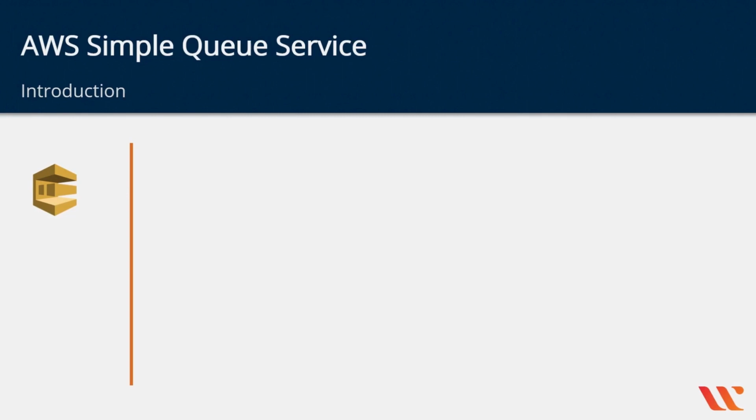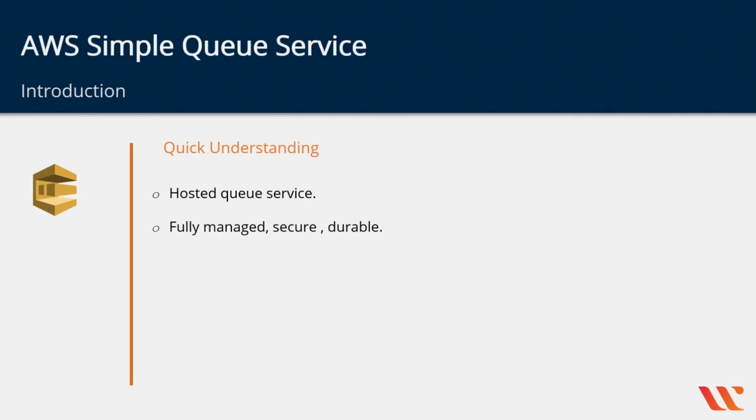Now in this chapter, let's look at the Simple Queue Service. This is a hosted queue service that's available in AWS. It is a fully managed, secure and durable service. So in this service, you don't need to manage the underlying infrastructure. All of that is managed for you by AWS itself.